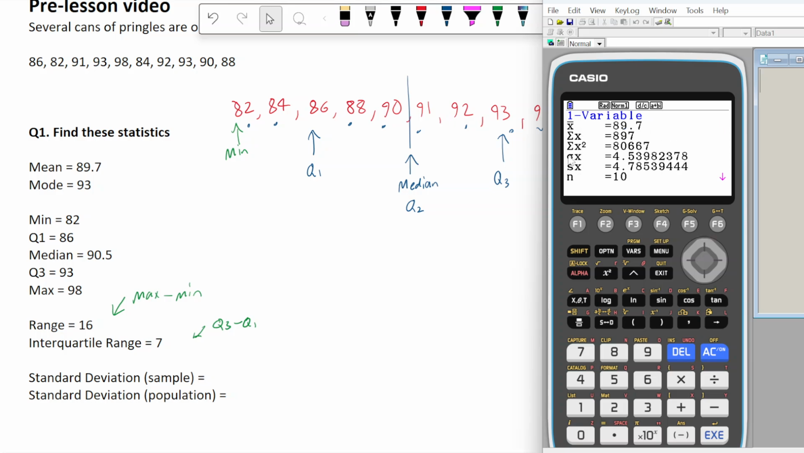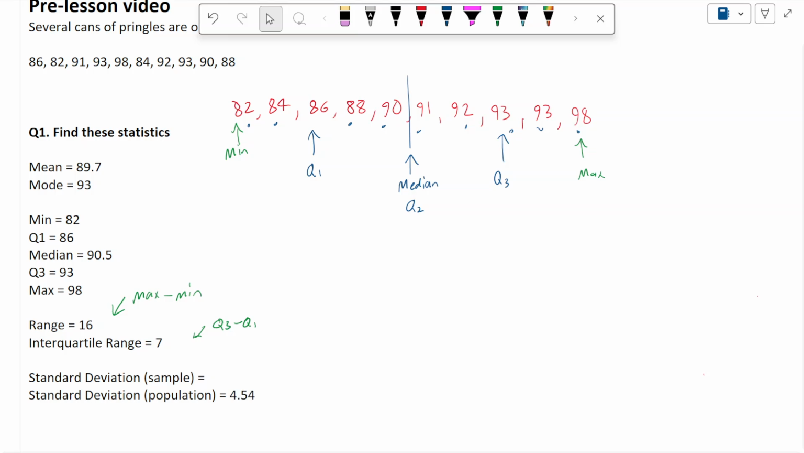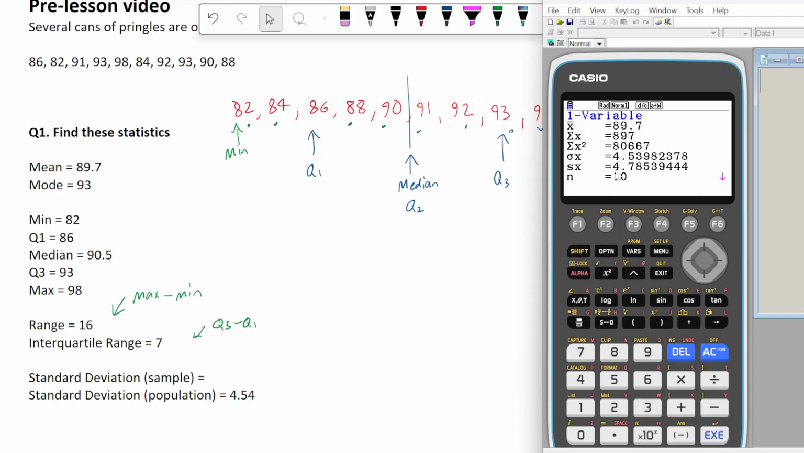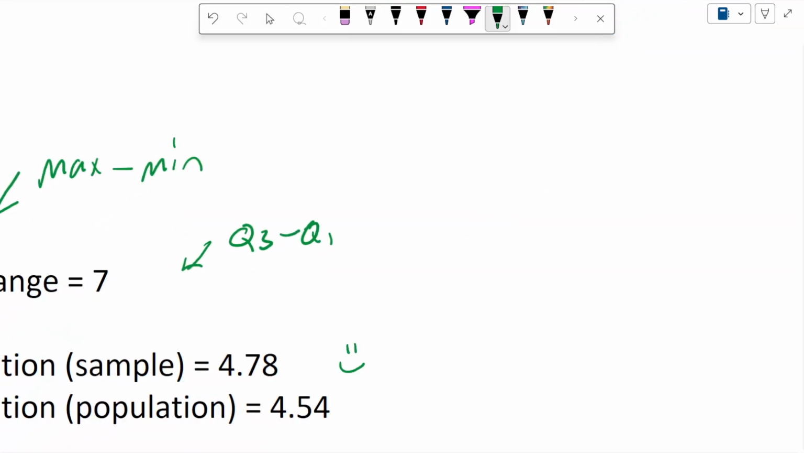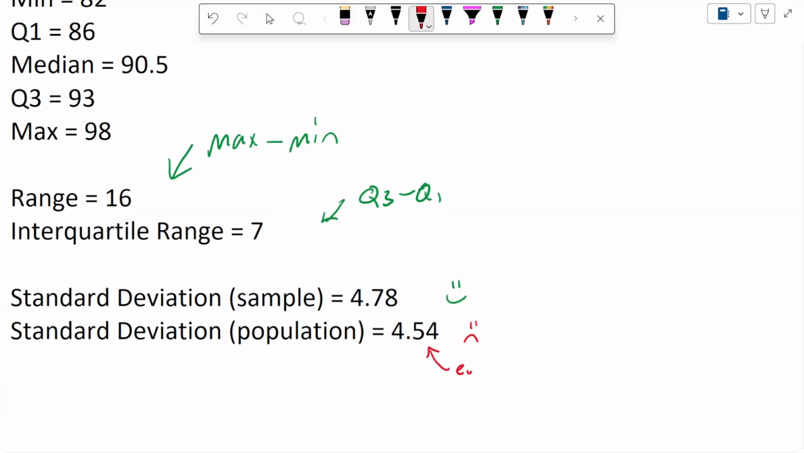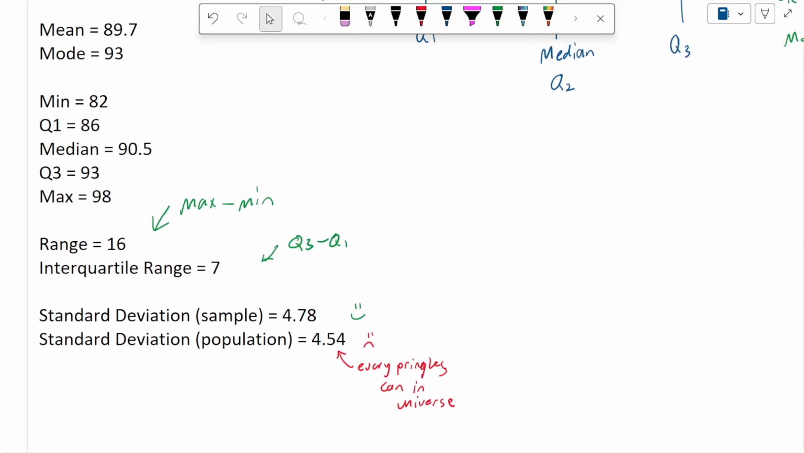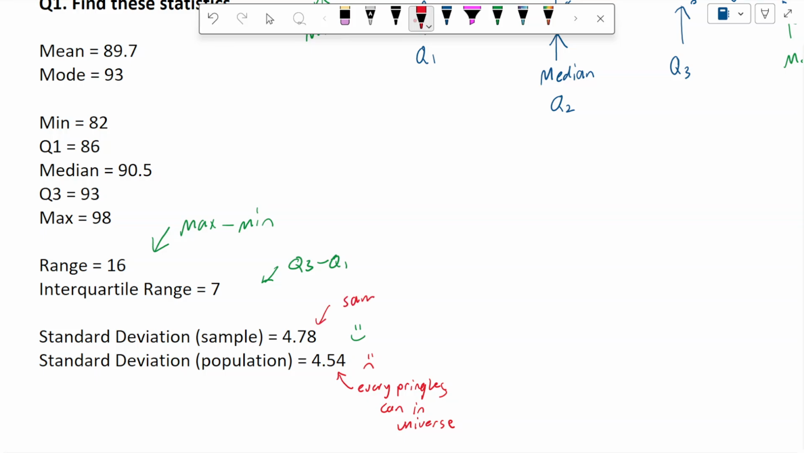Anyway, these two numbers: sigma x is the population standard deviation, so that's 4.54 for the population, and sx is the sample standard deviation, 4.78. If we're talking about the Pringles cans, I definitely want to use the sample one, and I don't want to use population. That would be if I had every Pringles can in the universe. If I have every single one, I'm allowed to use that number down there. This top number is for if you just have a sample.